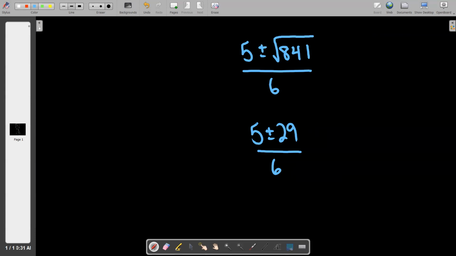So having said that, the first thing that I do as your teacher is I circle the plus sign and ask of you that you track that pathway and then divide by 6. What is 5 plus 29? 34. And if I take 34 and put it over 6, that's actually one of my answers. So one of my answers I can say is x equals 17 thirds. That's just me reducing that fraction.